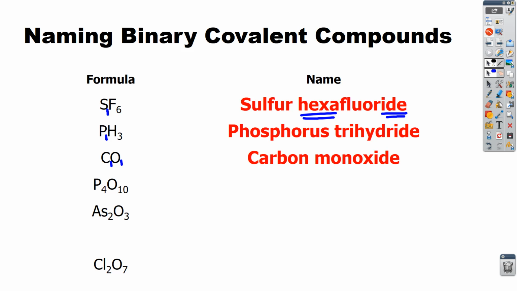P4O10. The prefix for 4 is tetra. The prefix for 10 is deca. And notice here, because this is an O, I dropped the A on deca. This is tetraphosphorus decoxide.